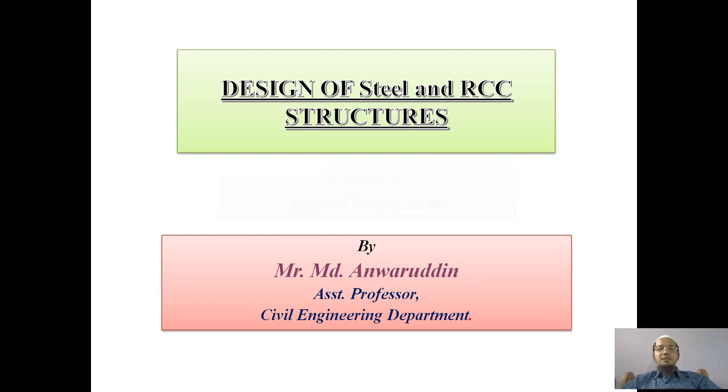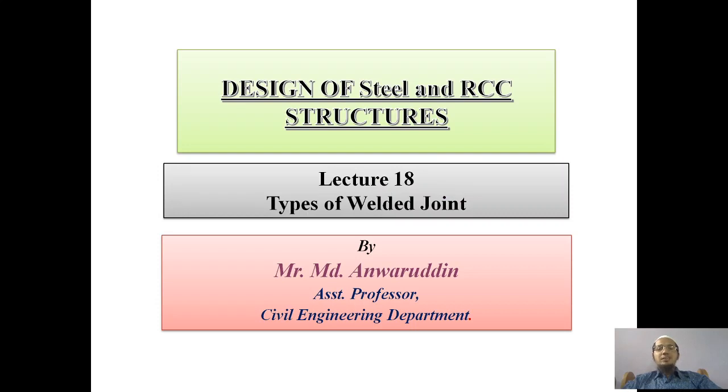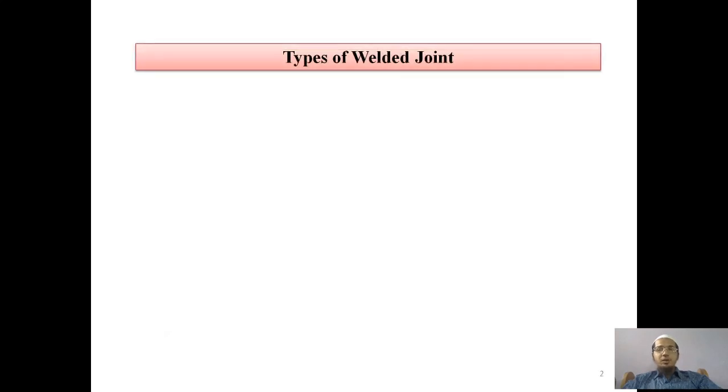So in today's lecture number 18, we are going to discuss some of the types of welded joints which we were discussing in the previous session also. This session will cover types of welded joints, that means fillet welds and slot weld or plug weld. After completion of this session, we will be able to know and understand flat welded joints as well as slot or plug welds.